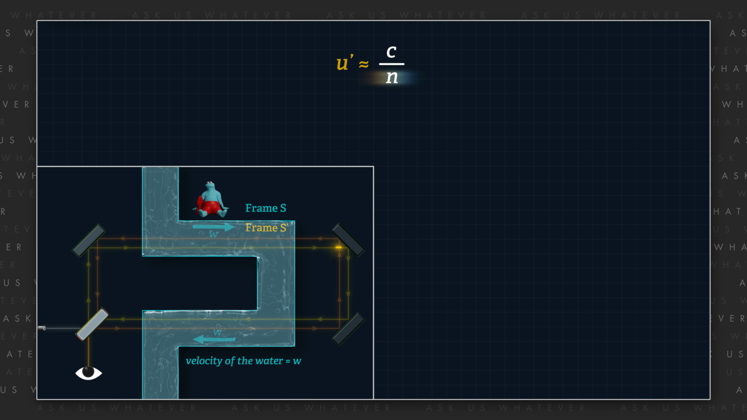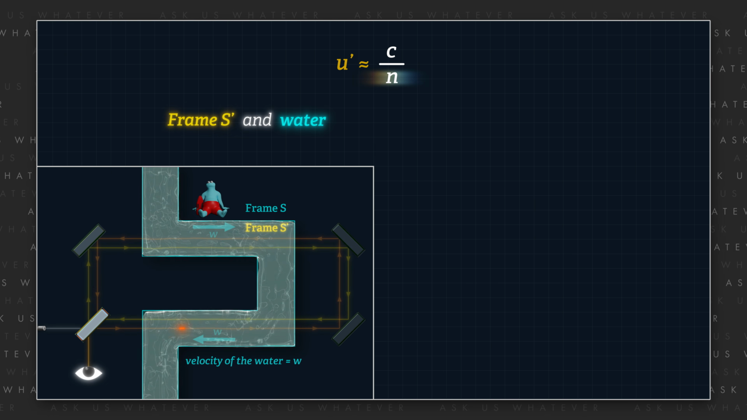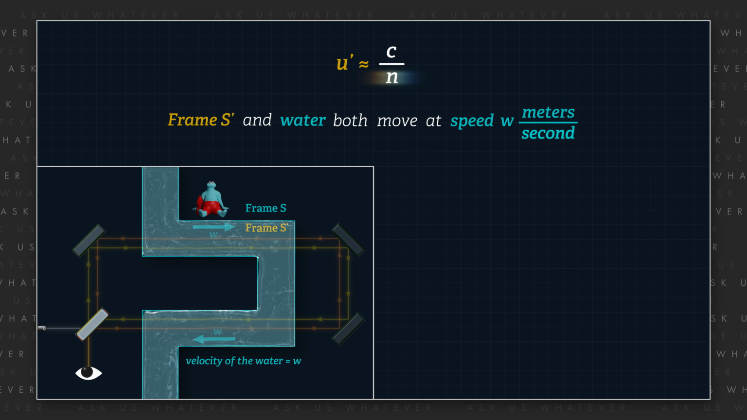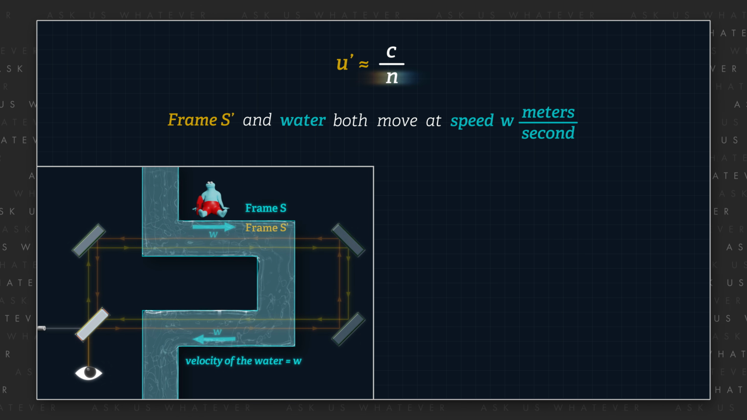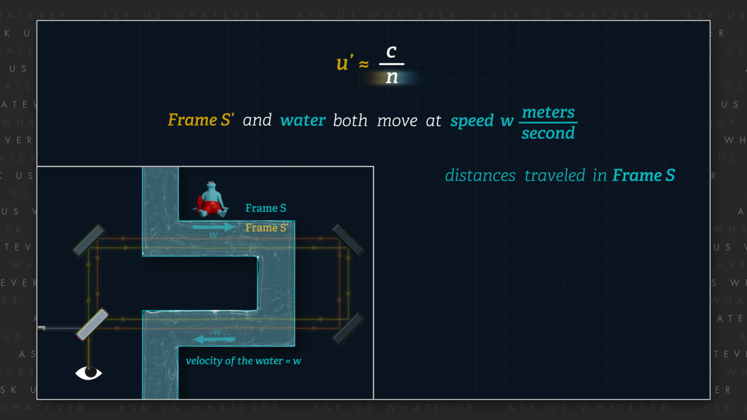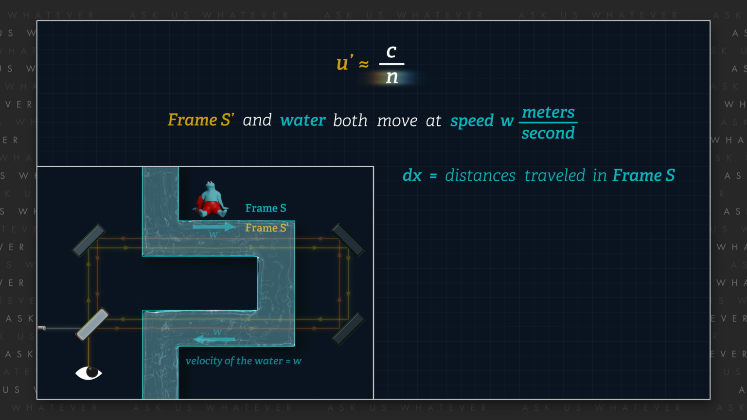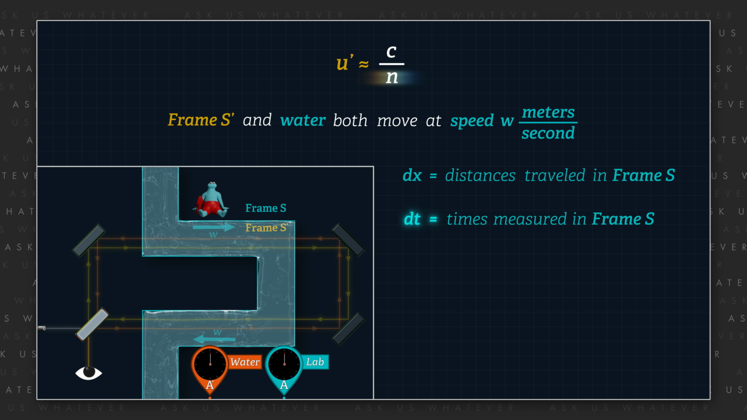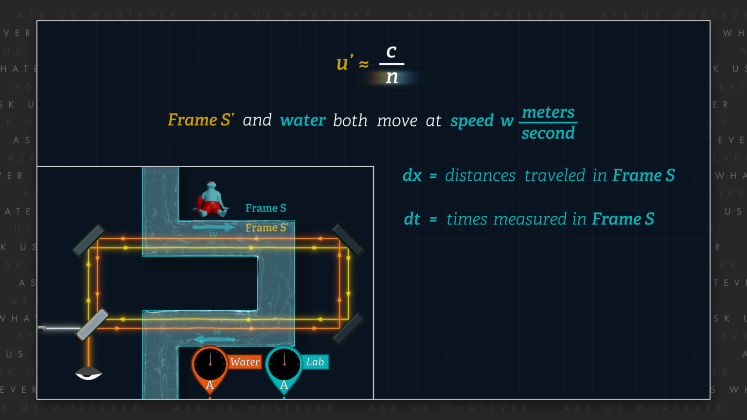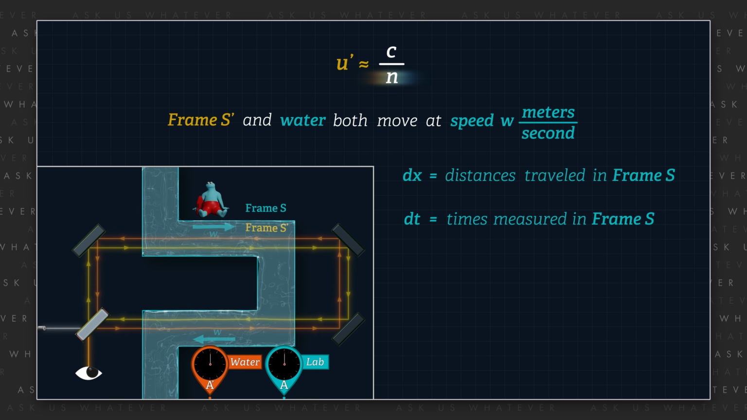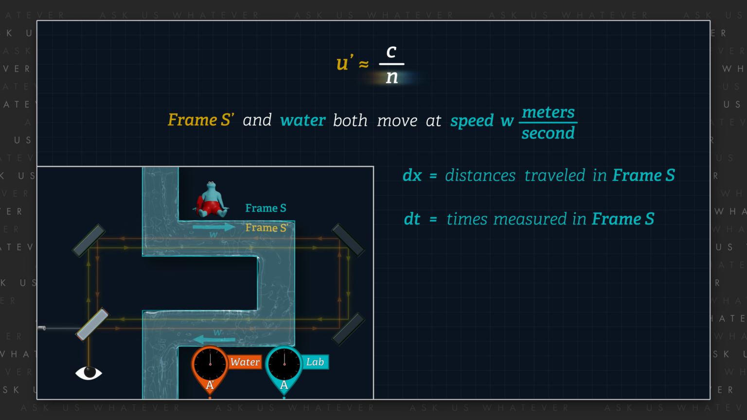We will say that reference frame S' and the water within it both move at speed w meters per second as measured from frame S. Let's label distances traveled in the laboratory frame S with the term dx, and label times measured in the laboratory frame using the term dt. The distance dx in Fizeau's experiment was equal to the length of light's round-trip path length. Okay, let's get into the model.